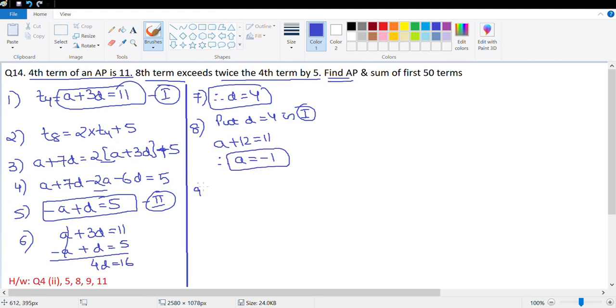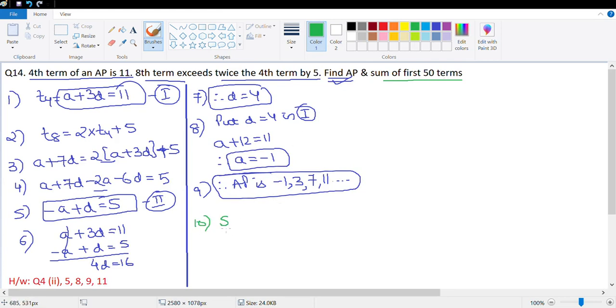So we need the AP. Therefore, AP is the first term is negative 1, and I add 4 to it. In this case, 3, then 7, then 11, and the AP continues. So first part of my question done. I've got the value of AP. Next, find the sum of the first 50 terms.